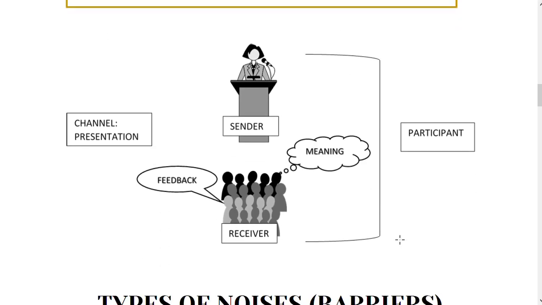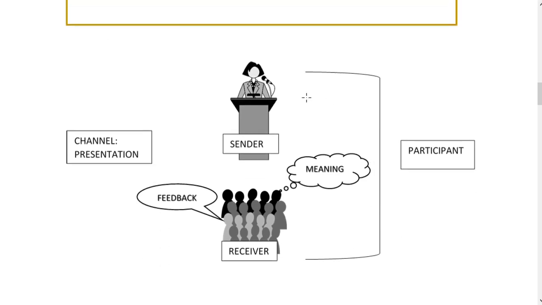So an example of the communication you can see here: you have the sender and the receiver. The receiver would make meaning out of the message and provide feedback, and these two are known as participants. And you have the appropriate channel, which is the presentation, face-to-face. Okay, so this will work until the message is fully understood.